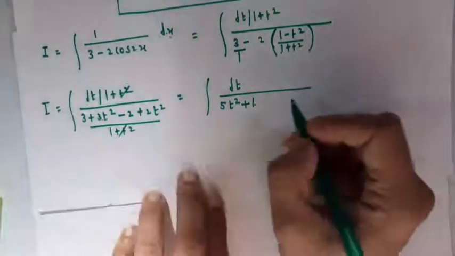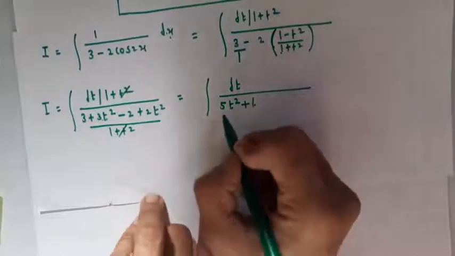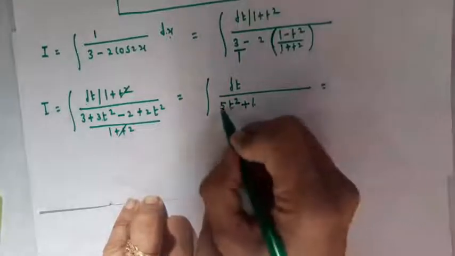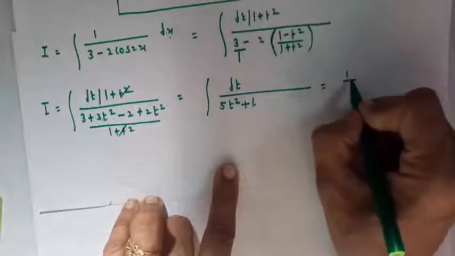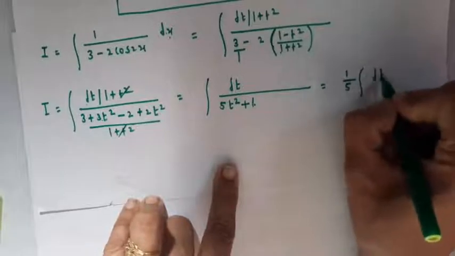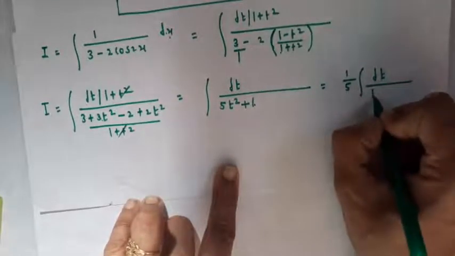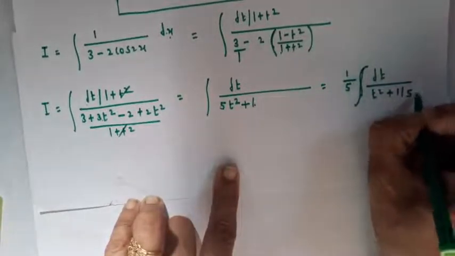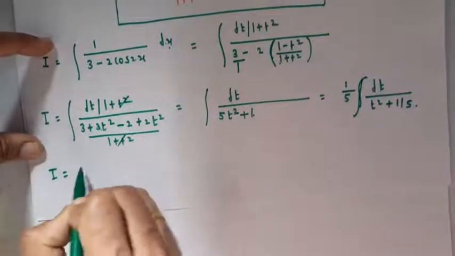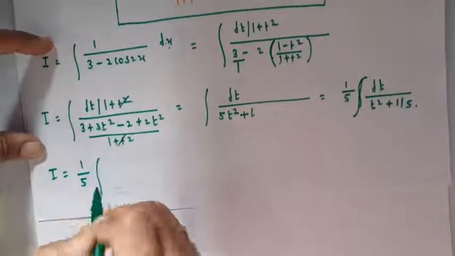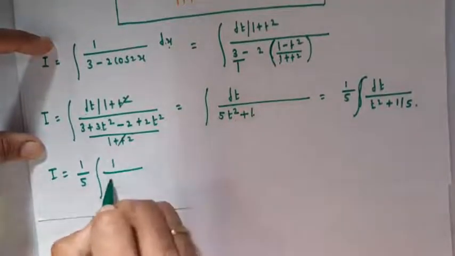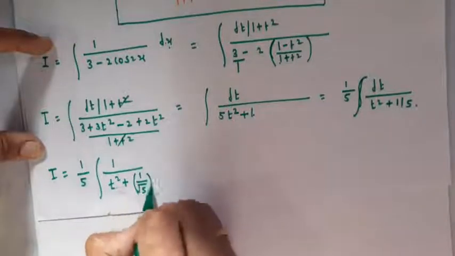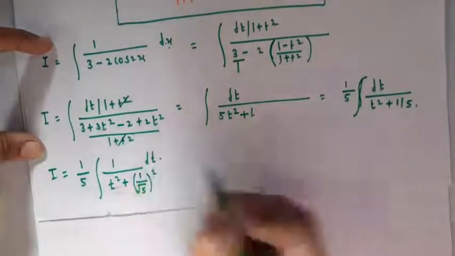Okay, and now from the denominator, divide by 5 so that the coefficient of t square will be 1. So 1 by 5 with respect to t upon 5t square upon 5 is t square only, plus 1 upon 5. And now the integration I equals 1 by 5, 1 upon t square plus (1 upon root 5) whole square, with respect to t.